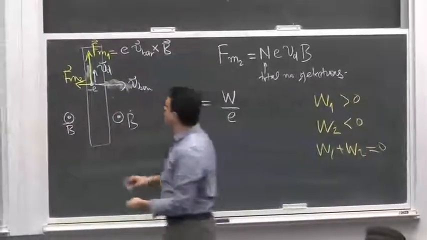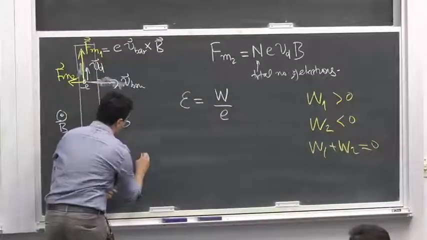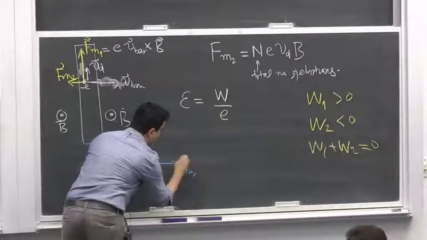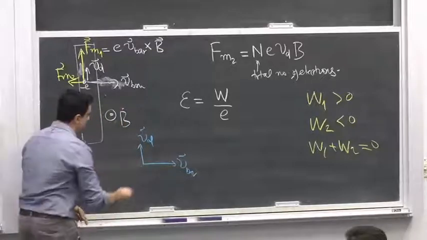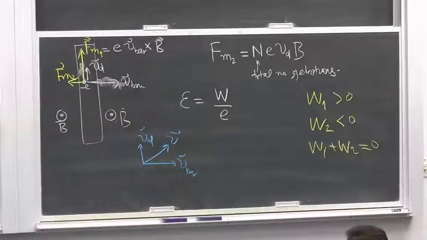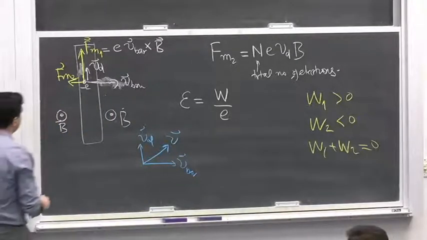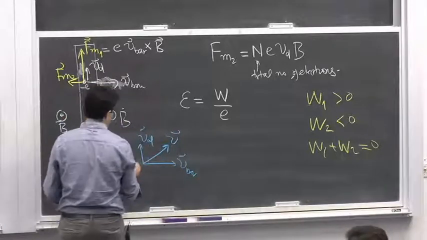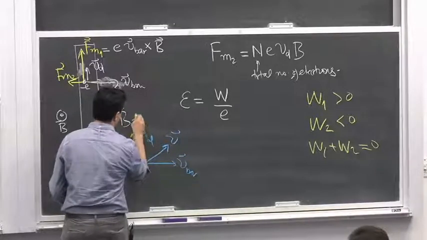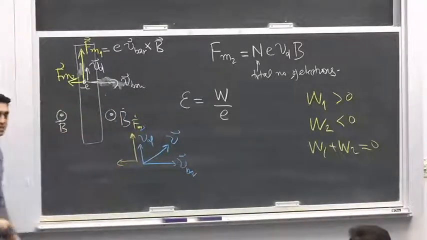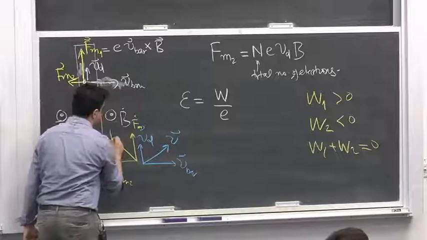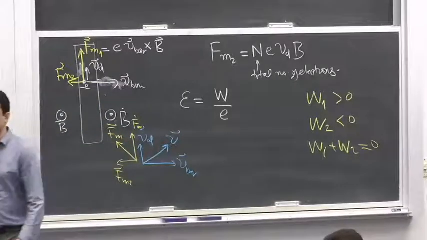So how can you find it? You have two velocities: a velocity Vd in that direction and the velocity V bar in that direction. That's the resultant velocity of the electron. What are the forces you have? You have a magnetic force in that direction, Fm1, and another magnetic force in this direction, Fm2, and the resultant would be Fm, the total magnetic force.